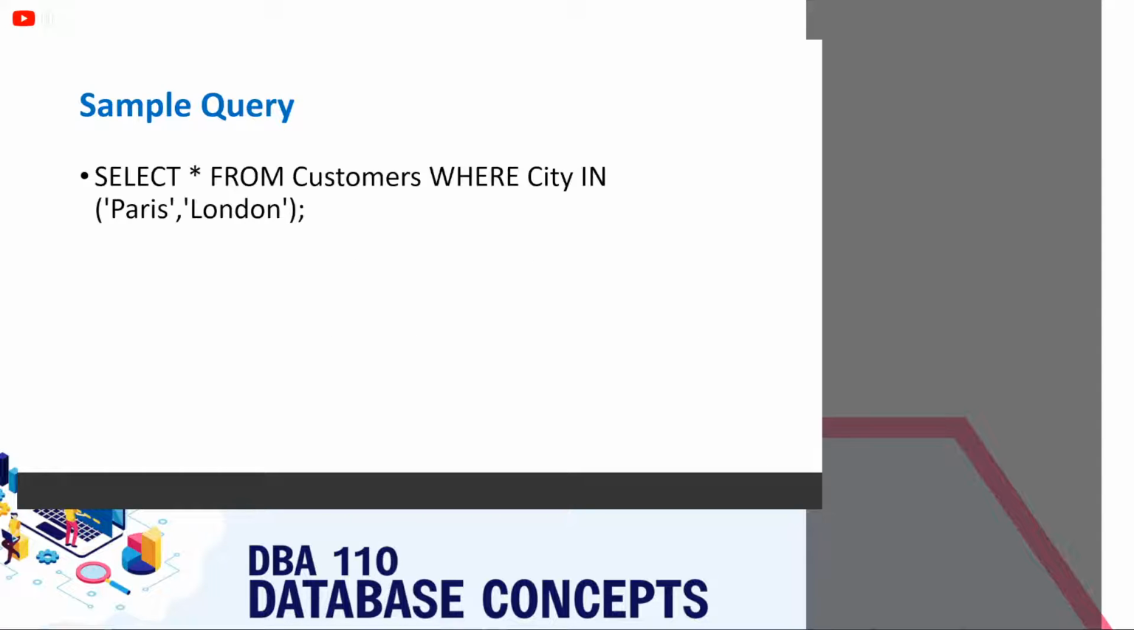So if we look at an example here, select star from customers where city in Paris, London. So what we're really saying here is to return all records from customers where the city of that record returns the value Paris or returns the value London. We can see that we have the parentheses surrounding Paris and London again.